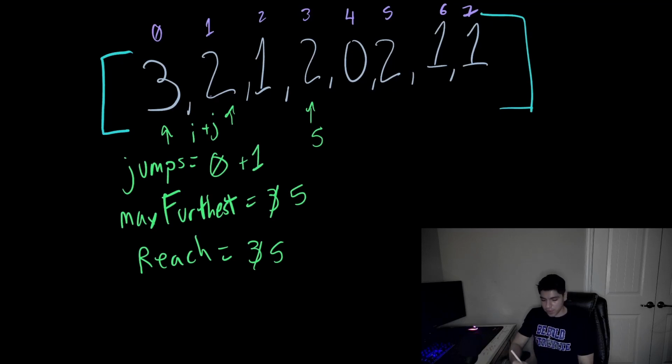Keep going through the array. 0 plus 4, still less than 5. 5 plus 2, that's going to be 7. So our max furthest is going to be 7, and our current reach is going to be 7. And that would be the end of the array. Since we've reached the end, we're not really going to test past that. So let's get into the code to see how this all makes sense.